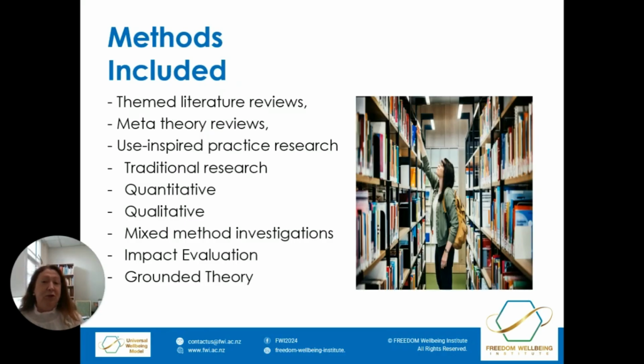The methods used were diverse. We used themed literature reviews, meta-theory reviews, use-inspired practice research, traditional research, quantitative, qualitative and mixed method investigations, and also impact evaluation and grounded theory.